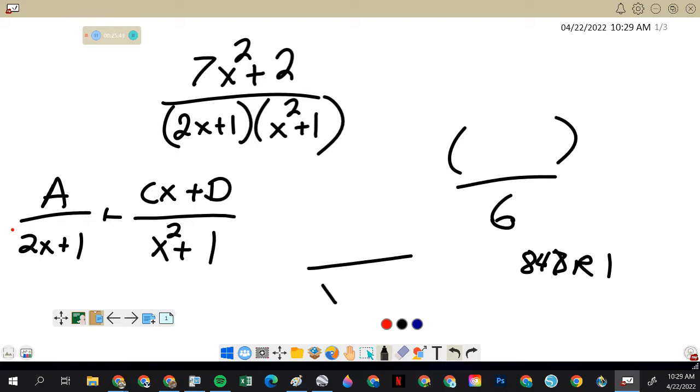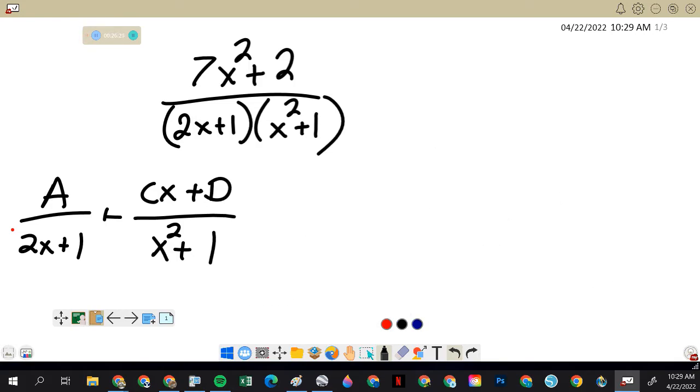What if the bottom was x to the third plus 3? What would your numerator have to be? It would be ex squared plus dx plus, no, I don't know my alphabet, but whatever. So anytime one of your factors is quadratic, then the variables above it need to be linear. So the equation on the bottom essentially has to have one more x than the equation on the top. If the bottom is linear, then you don't need any x's on top. Okay, and then we do the same process.